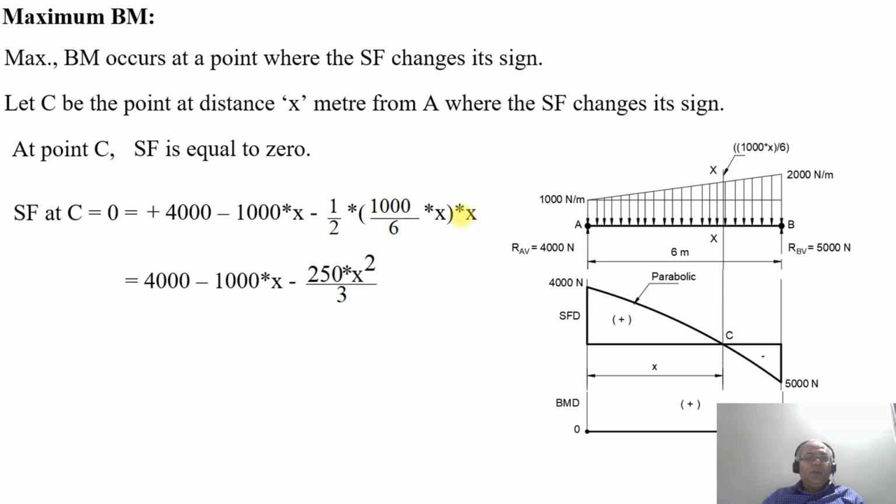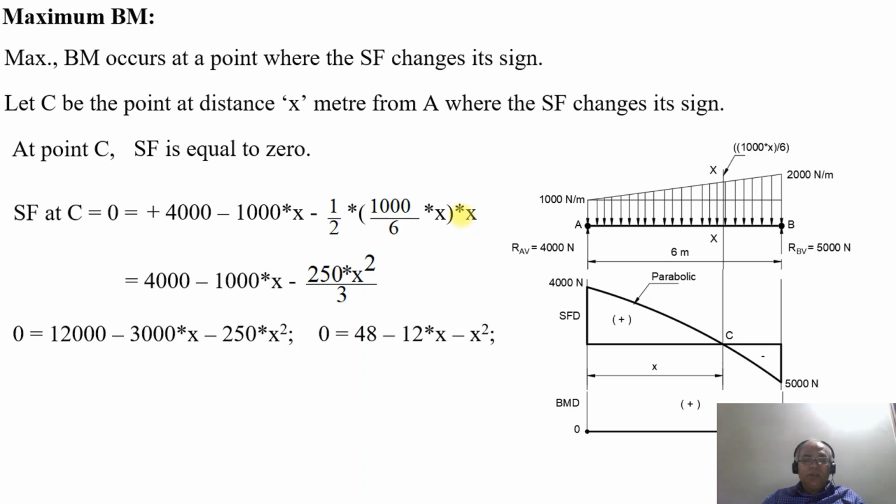So that will be equal to 4000 minus 1000 into x minus 250 into x square by 3. On simplification, when you take the LCM, 12,000 minus 3000 into x minus 250 x square is equal to 0. On further simplification, you are going to get 0 is equal to 48 minus 12 into x minus x square. So when you multiply throughout by a negative sign, you get x square plus 12x minus 48 equal to 0. So this is the quadratic equation.